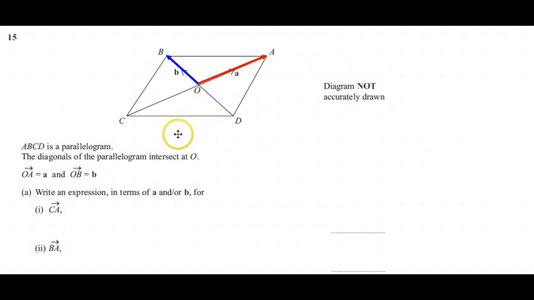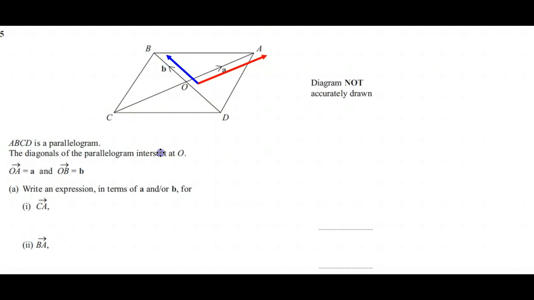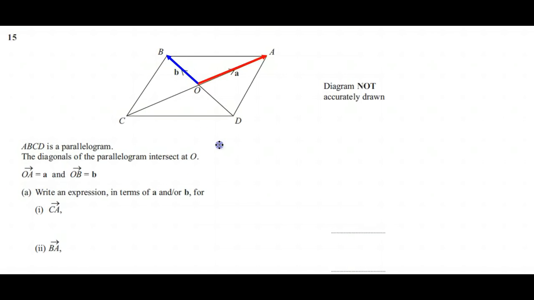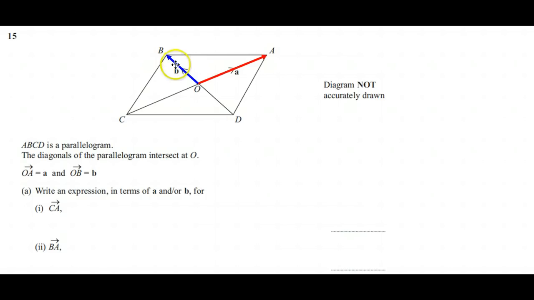Hi there, this is question 16 from the June 2012 Unit 3 Edexcel maths paper, and it's a vectors question. Now I've taken the liberty of putting a couple of arrows on to represent vectors A and B.